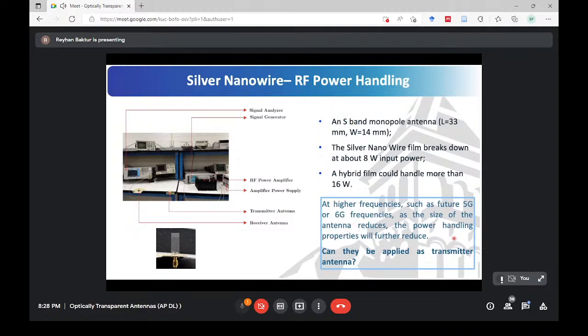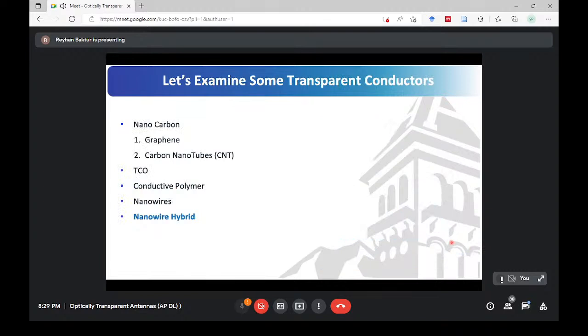As we raise the frequency higher and higher, the size of the film is going to be smaller and smaller, and accordingly, it handles less and less power. If we keep calculating in this manner, it will not handle more than 1 or 2 watts if we make this film a radiator at 5G or 6G frequencies. And that's what most transparent antennas are wanted for. So silver nanowire is going to have the challenges of shorter shelf life, lower DC handling capability, and low RF handling capability. That's really going to be a challenge for us.